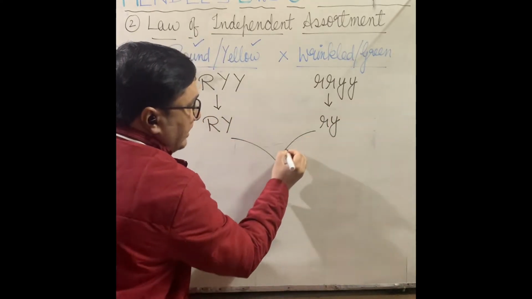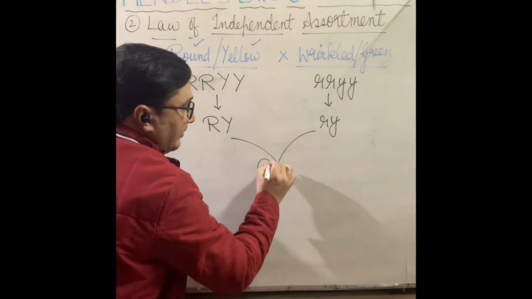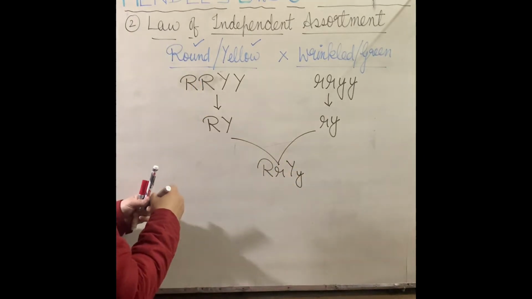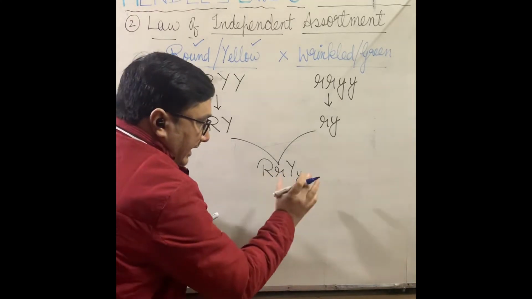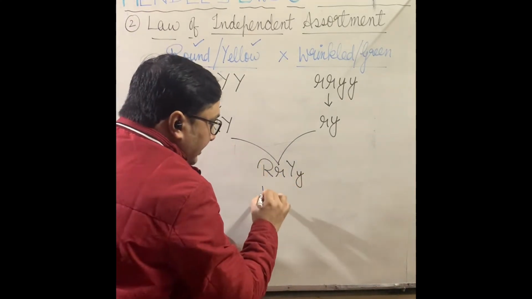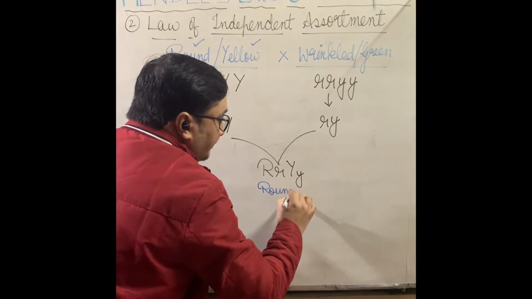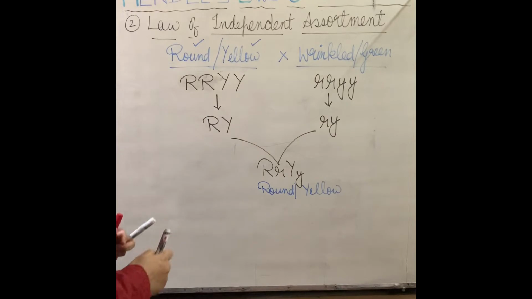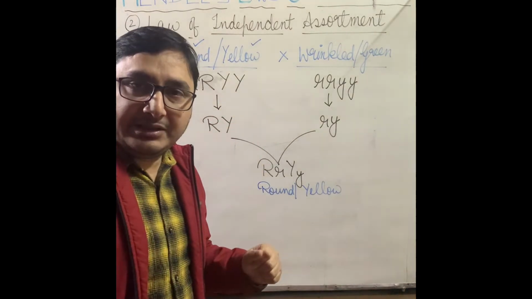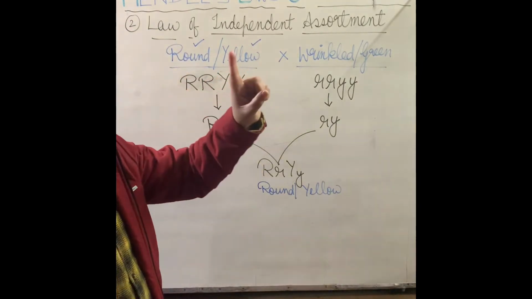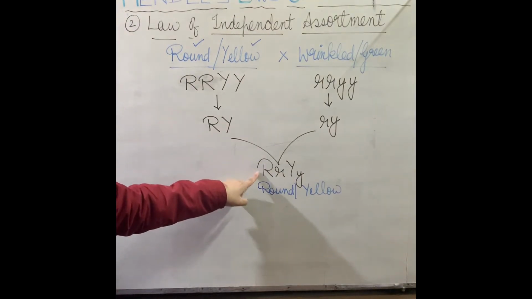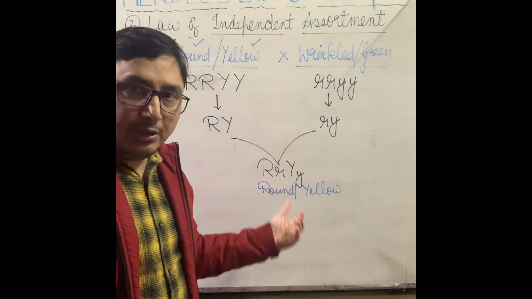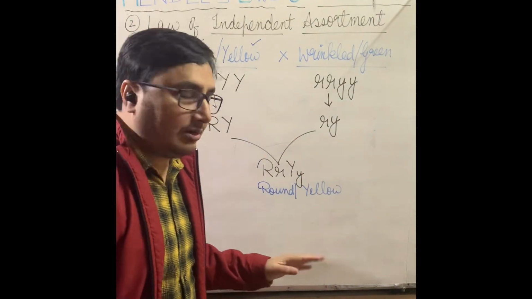Now when fertilization occurs, what combination are we getting? Capital R, capital Y, small r, small y. This shows that in F1 generation, all the seeds will be round as well as yellow. So can we have that law of dominance here as well? Out of round and wrinkled, round is dominant, it got expressed in F1. Out of yellow and green, yellow is dominant, it got expressed in F1. So even the law of dominance can be explained with this cross.